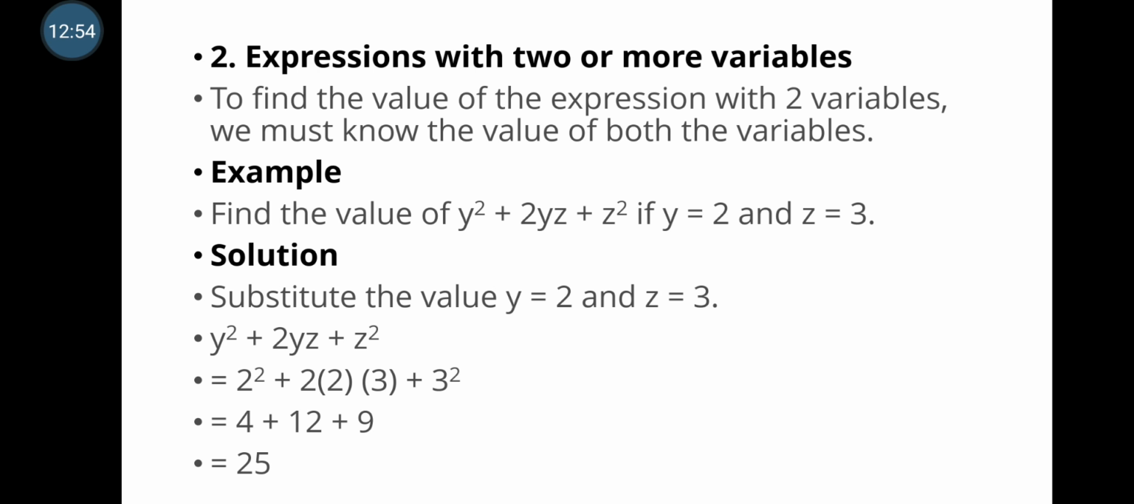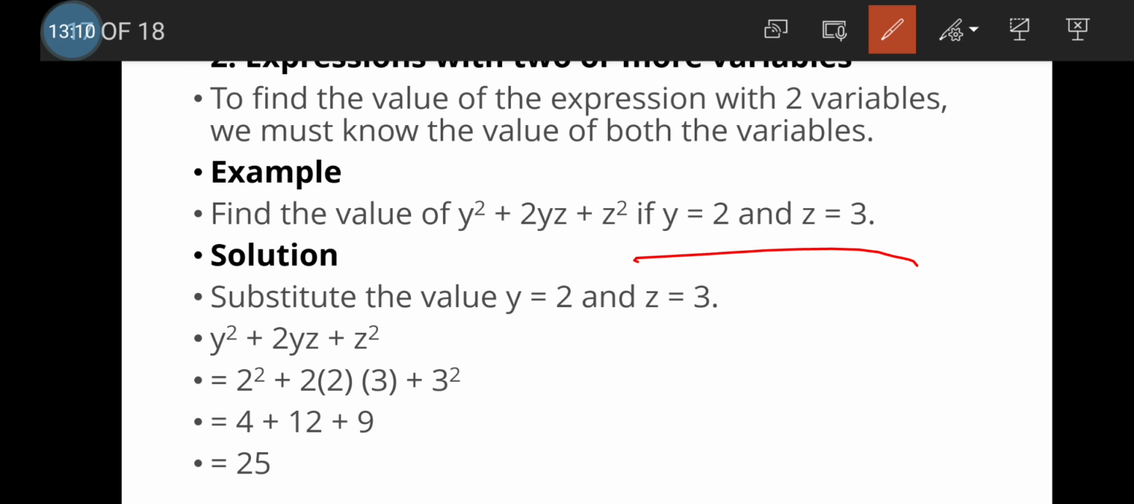Expressions with two or more variables. To find the value of the expression with two variables, we must know the value of both the variables. So suppose you are having two variables in the expression, then we need to get value for both the variables. Then only we can substitute and simplify to get a numerical value at the end.